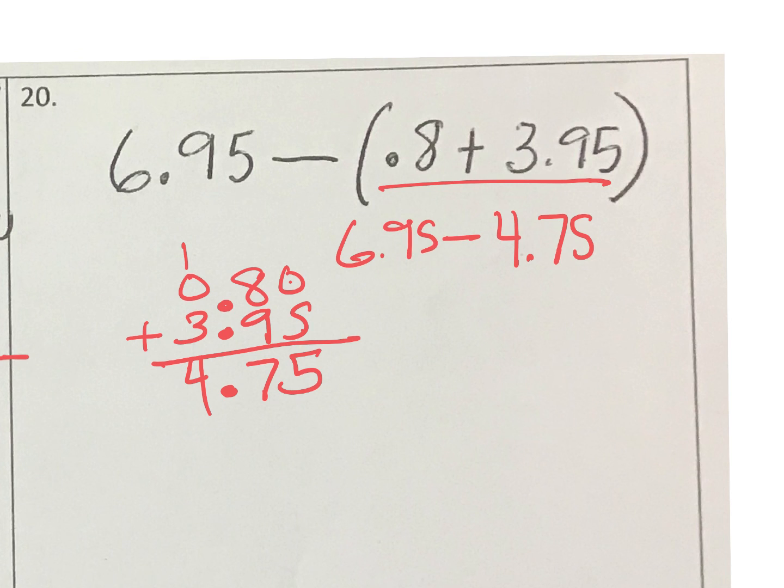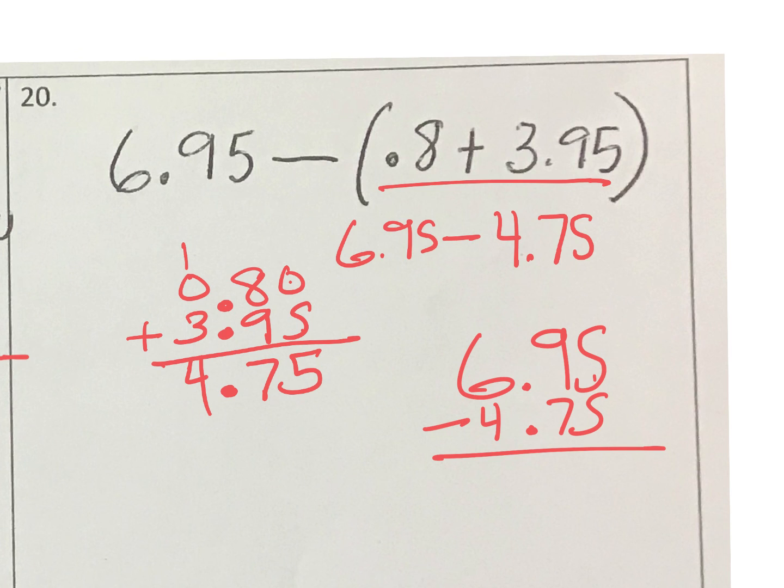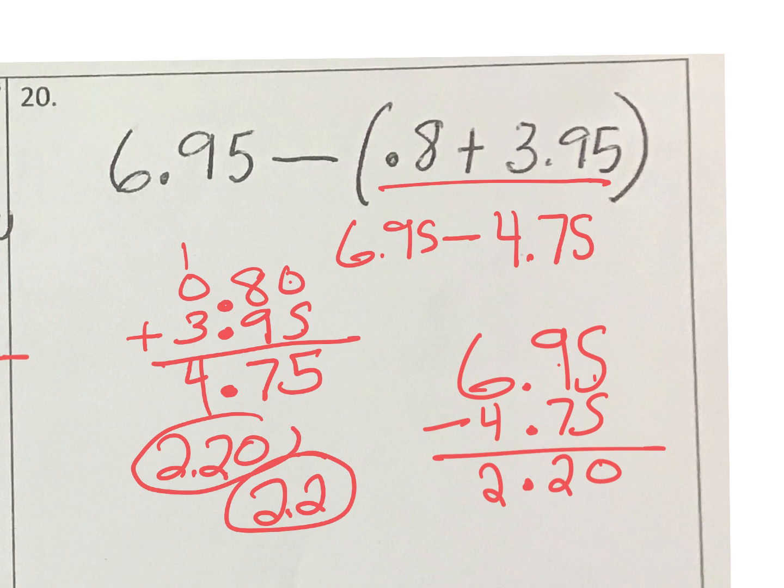Now, I have 6.95 minus 4.75. So with minus, I start with this one on top. And then I have to subtract the 4.75, making sure I line up my decimals. 5 minus 5 is 0. 9 minus 7 is 2. Drop my decimal. And 6 minus 4 is 2. So the answer is 2.20 or 2.2. Either one is acceptable.